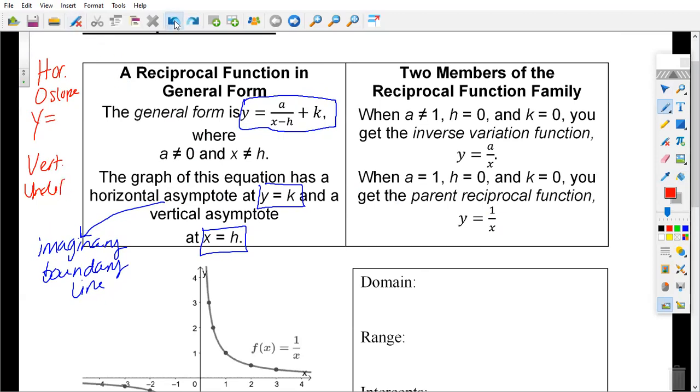Let me write that a little better. Horizontal, zero slope. Vertical, undefined, and the equation is going to always be x equals. It stands for 0 slope.